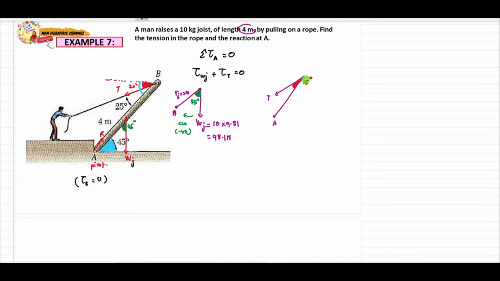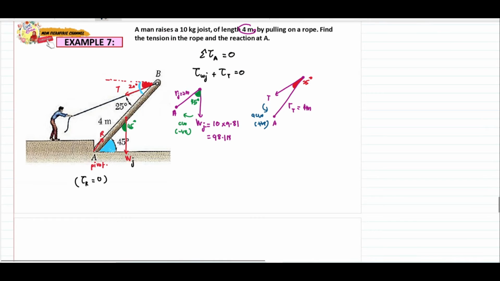Alright, so from A to this point, RT is actually the distance from A to this point where the tension is exerted on the joist. So RT, kita consider daripada A ke B. A ke B adalah 4 meter, the length of the joist. So 4 meter. And then tension kita tak tahu berapa. Alright, and the direction of the torque due to the tension should be anti-clockwise. So dia positive. Boleh? So tension kita nak cari.